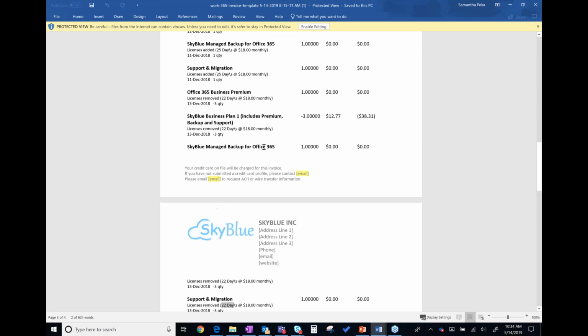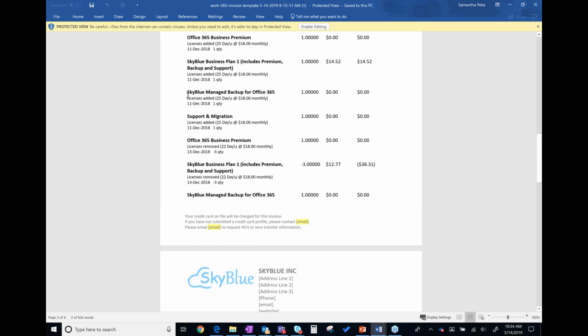If we looked at the parent bundle of that example, it's that item, Sky Blue Business Plan 1, second from the last at the bottom. So we have 22 days left in the billing cycle at $18 monthly. It's multiplying by 3 quantities, so here's the price for those prorated 22 days, and then it's calculating the total times the 3.